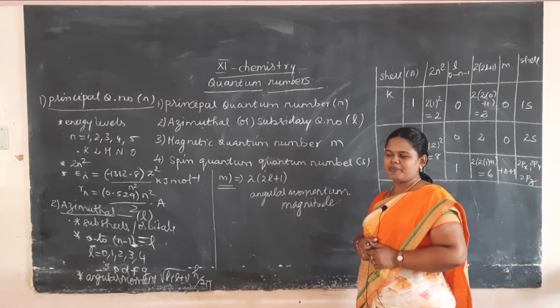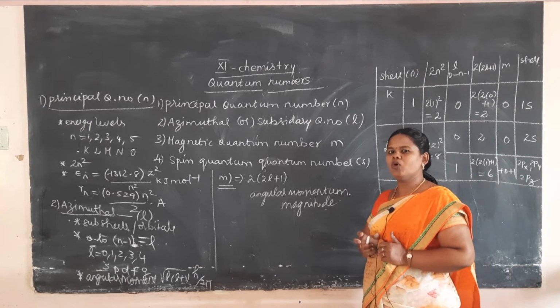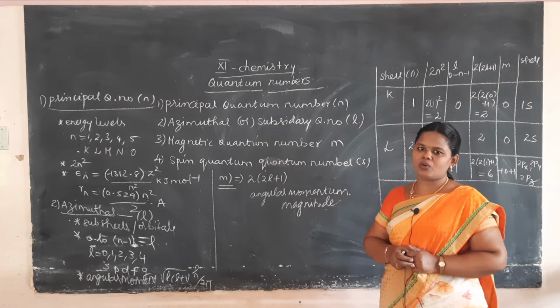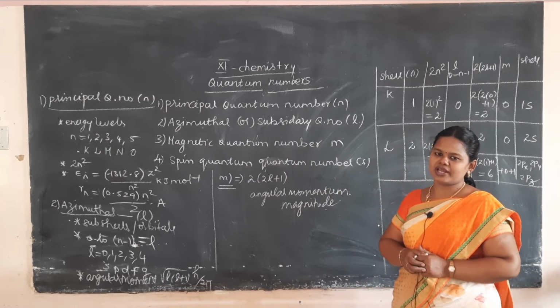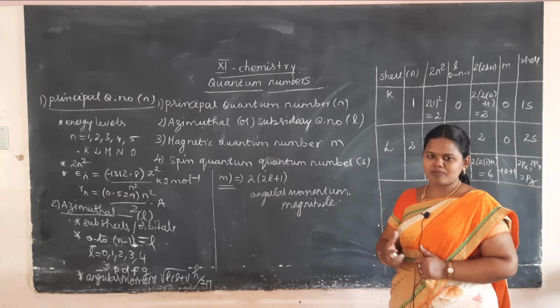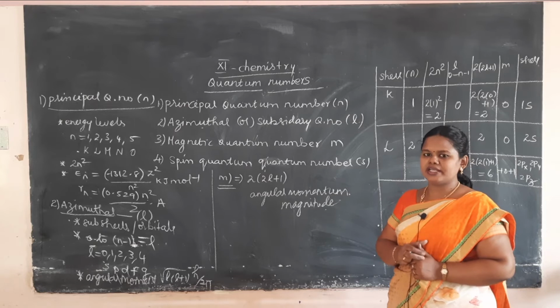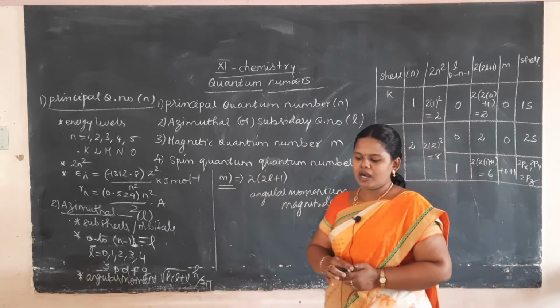Magnetic quantum number explains about the orientation of the electron in space, 3-dimensional space, how it is present. It explains about the different orientation of the electron in different orbitals.